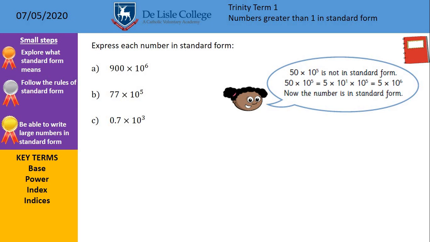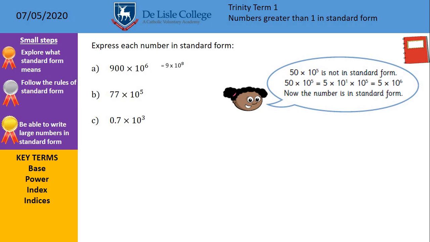So if we look at that first one, 900 times 10 to the 6, we're going to need to instead have 9 times 100 to make the 900. Then we multiply that by 10 to the power of 6. 100 can be written as 10 squared. We've still got the 10 to the power of 6. So it's 9 times 10 squared times 10 to the power of 6. Add those together, 10 to the 2 times 10 to the 6. We're adding the 2 and the 6 for the power, so it's 9 times 10 to the power of 8.